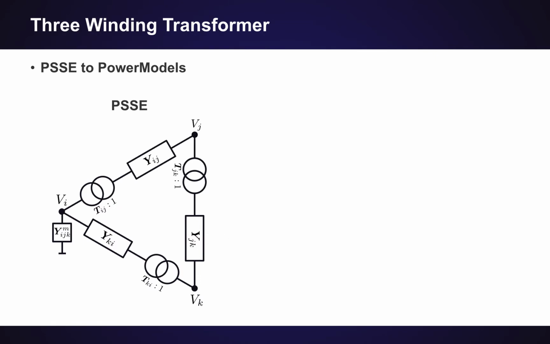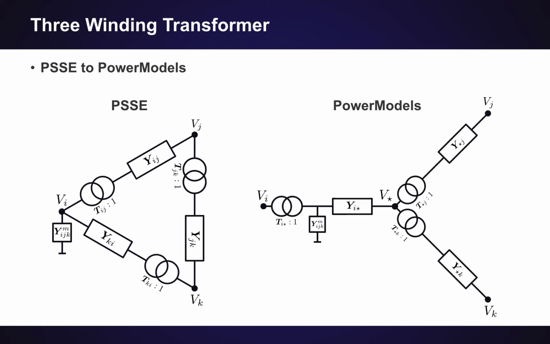The last component that's of interest is this three-winding transformer. Inside PSSE, the data is provided in this particular form. What we're going to do is introduce, for every one of these three-winding transformers, an explicit star bus, V star, and then we're going to implement it as three two-winding transformers where we've calculated an admittance to the star bus for each one of these particular voltage points.